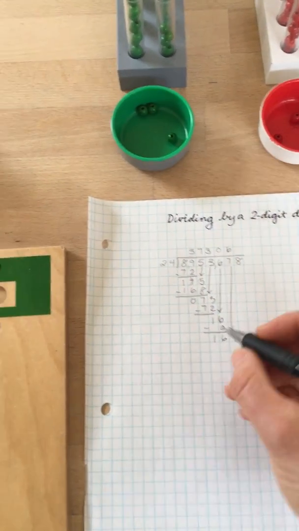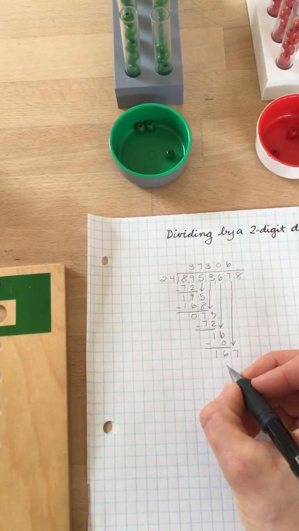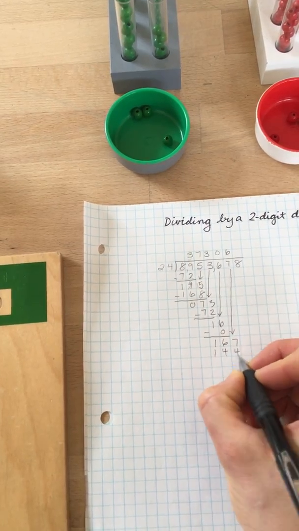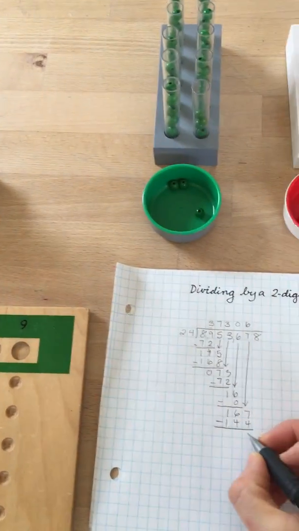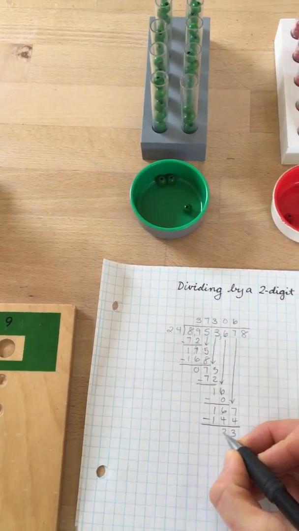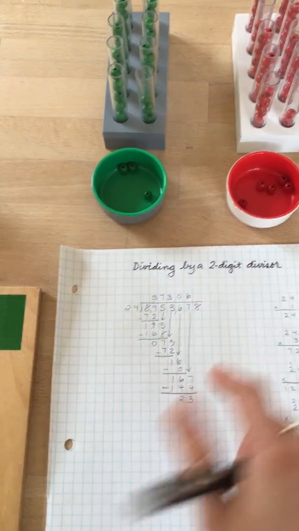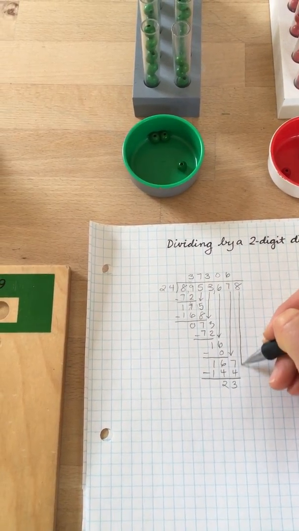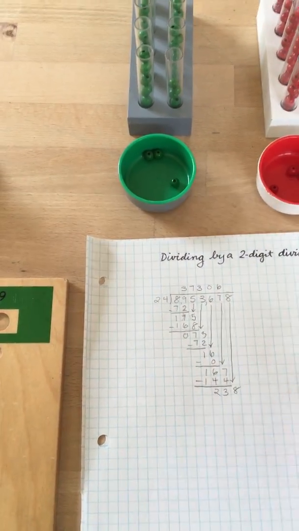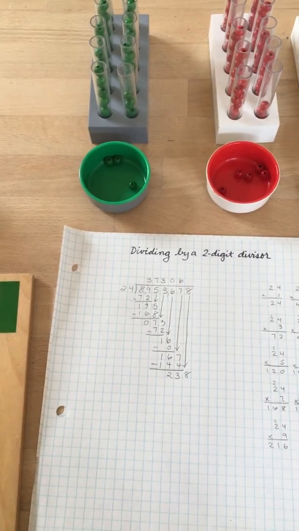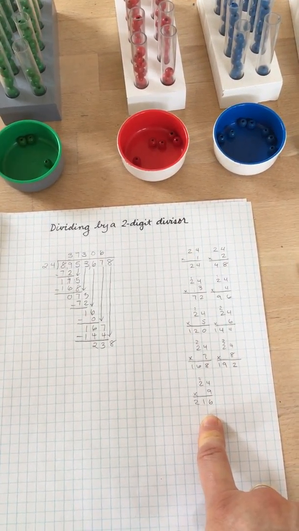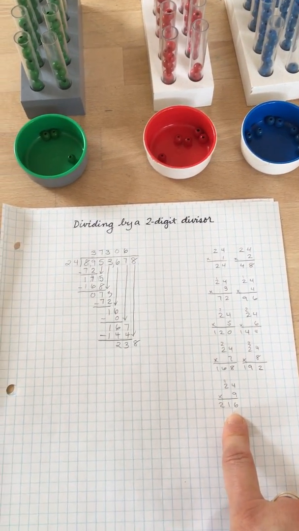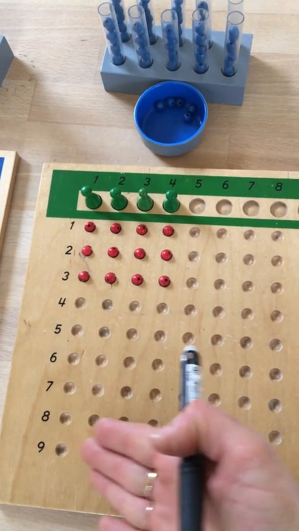6 times 24, 144. Okay, let's do the subtraction. 7 take away 4 is 3. 6 take away 4 is 2. I'd have 23 left in my cup. I bring down that 8. Now I have quite a lot to share. I have 238 to share. Well, this is the most I can get, right? So 24 9 times. I would have used up my whole board.